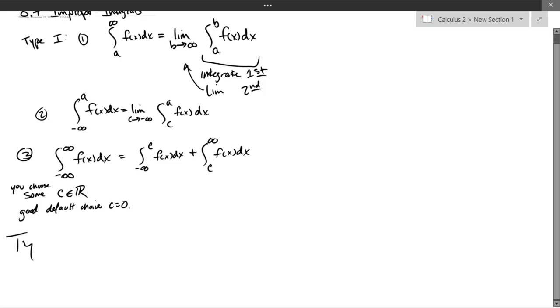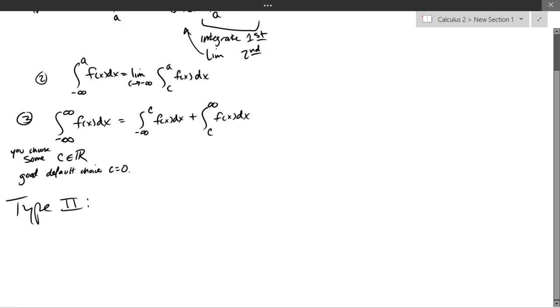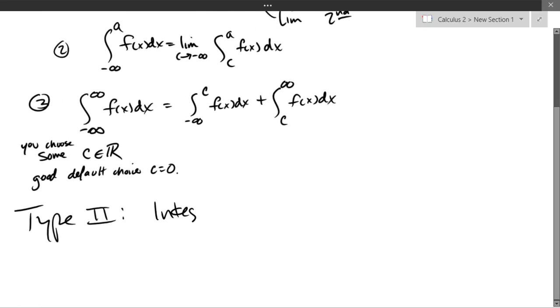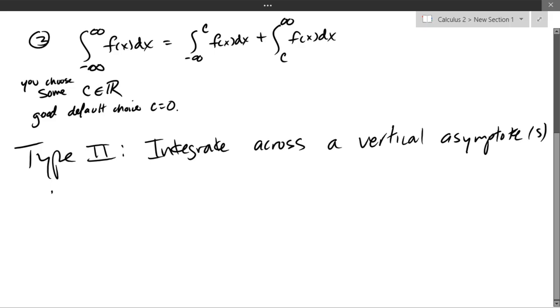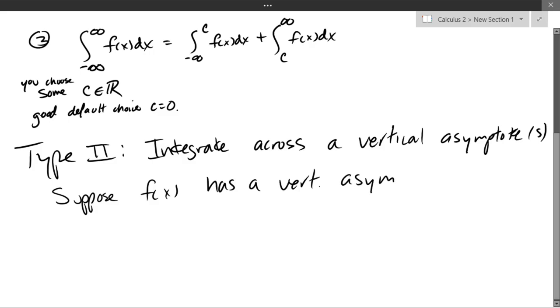So go with type 2 now. So we're going to integrate across vertical asymptotes. And sometimes you integrate across multiple vertical asymptotes. So there could be more than one. So let's say that, suppose f of x has a vertical asymptote. It doesn't matter.